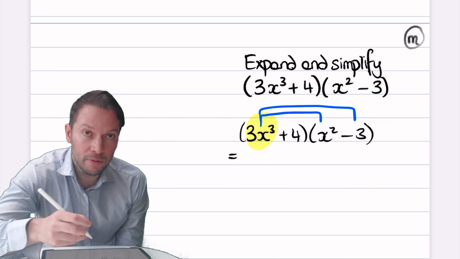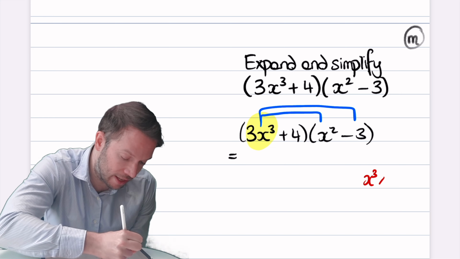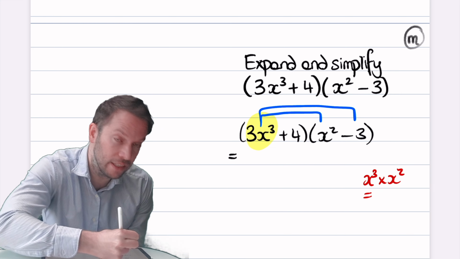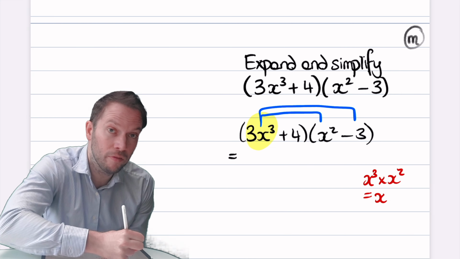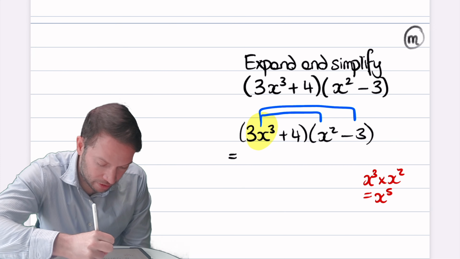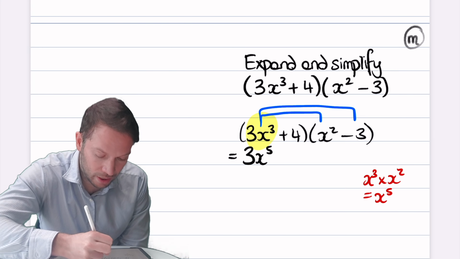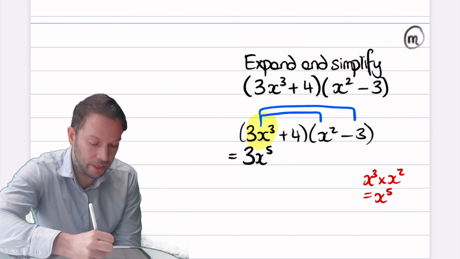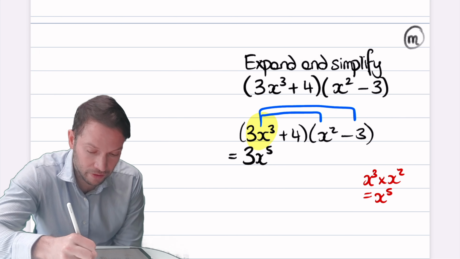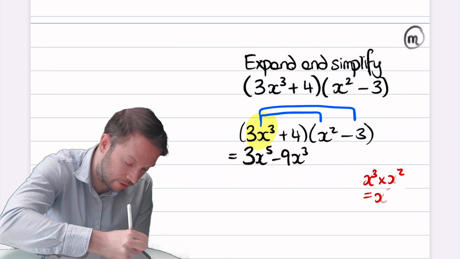So x cubed times x squared, let's just do it separately. X cubed times x squared, you add the indices and you get x to the power of 3 plus 2, which is 5. So because there's a 3 on the front, it's going to be 3x to the 5. And then we're going to do the 3x cubed times the negative 3. 3 times negative 3 is negative 9, so it's negative 9x cubed.